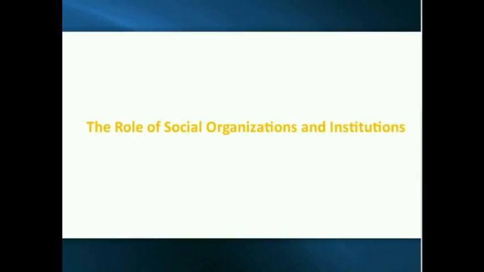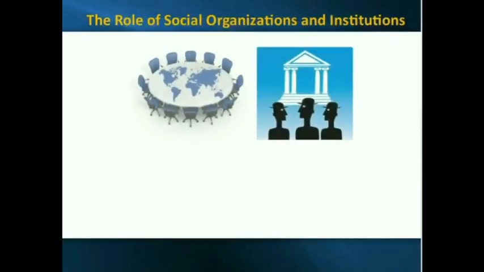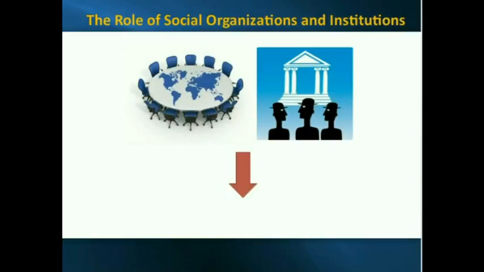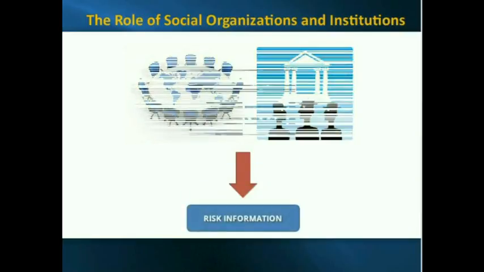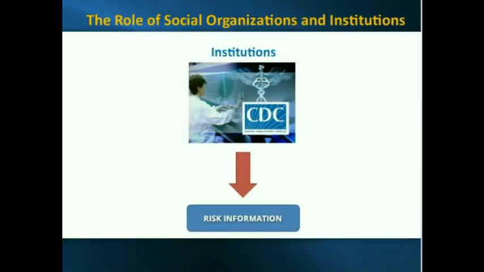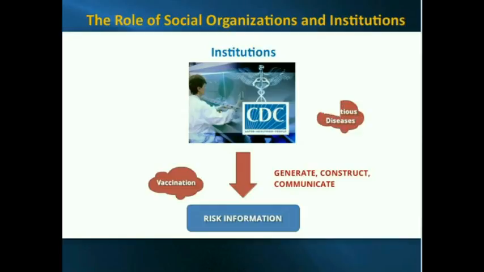Social organizations and institutions play a very important role in generating and constructing risk. The Centers for Disease Control and Prevention, for example, is an institution that generates a lot of information on risk and communicates that information, whether it is on vaccination or infections or chronic diseases. CDC plays an important role in generating that information.